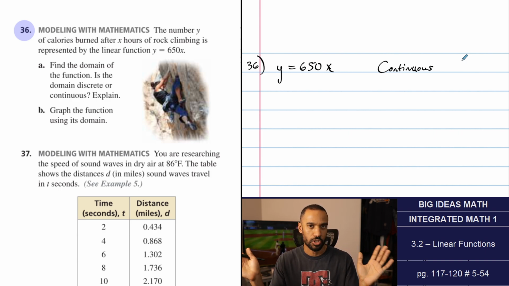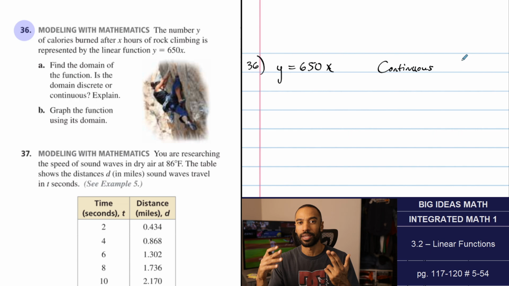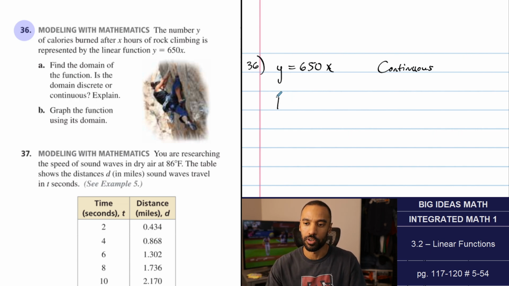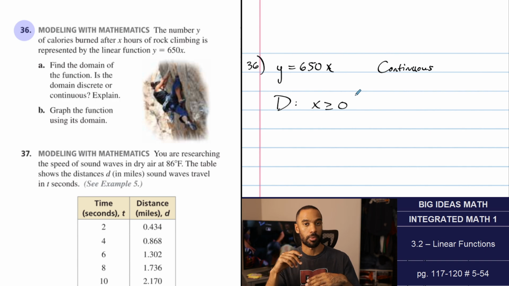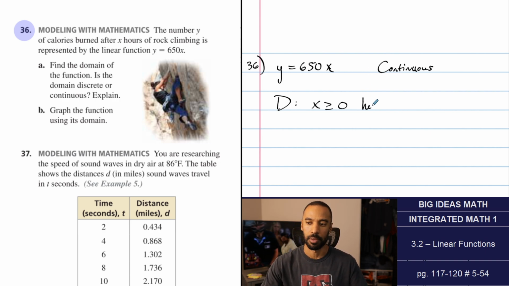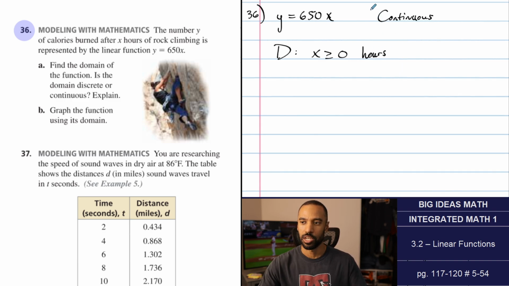Have at it. You just can't rock climb for negative amounts of time. And you start at 0. Either you climb rocks and burn calories or you don't. And that's okay. You don't have to. So as far as this goes for your domain, x can be 0, but it can be greater than. So greater than or equal to 0, that's the number of hours that you can rock climb. Any fractional amount. So there's the continuous, there's the domain.